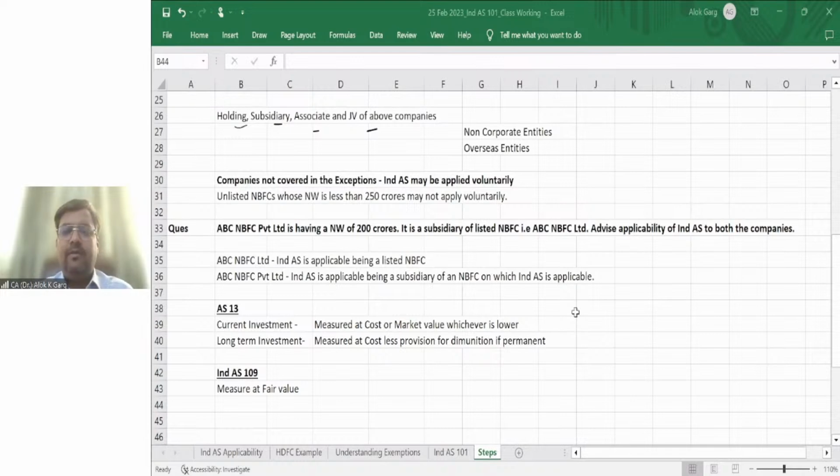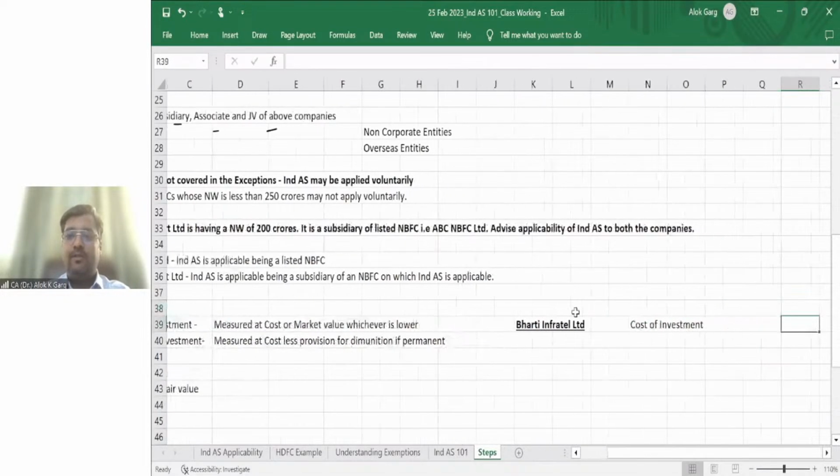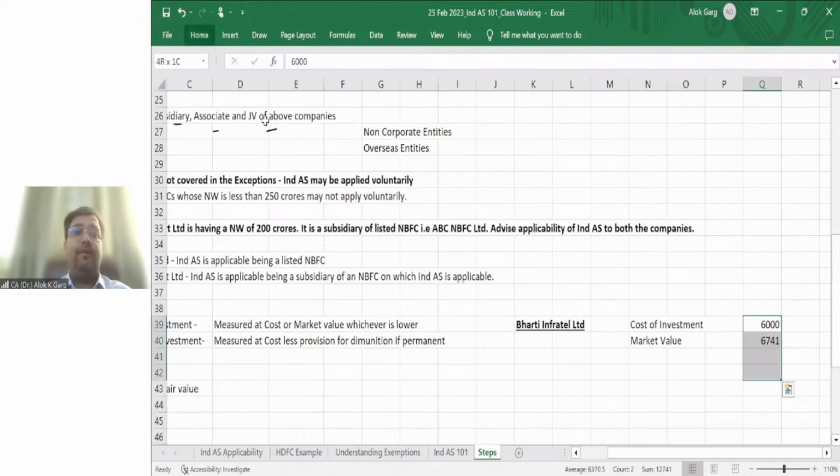In this case, there was a company, Bharti Infratel Limited. Bharti Infratel Limited implemented Ind AS from financial year 16-17. Comparative is financial year 15-16. Transition date is 1st April 15. I'll discuss that. When Bharti Infratel implemented Ind AS, they had an investment with a cost of 6,000 crores, right? And the market value of such investment was 6,741 crores.